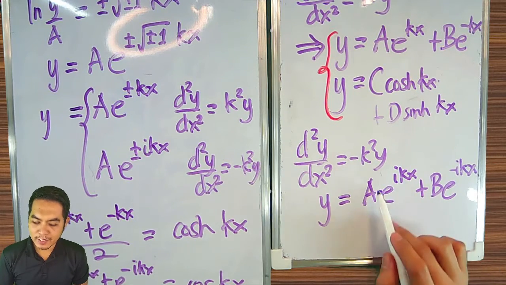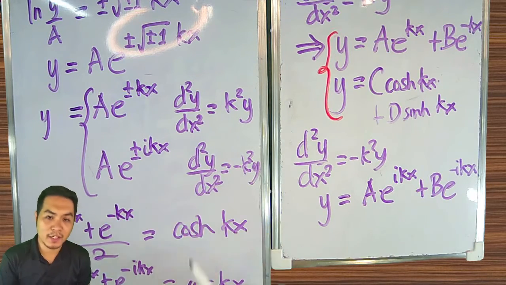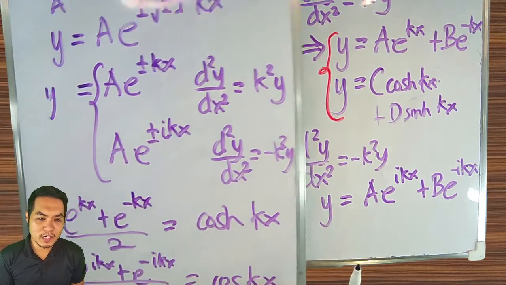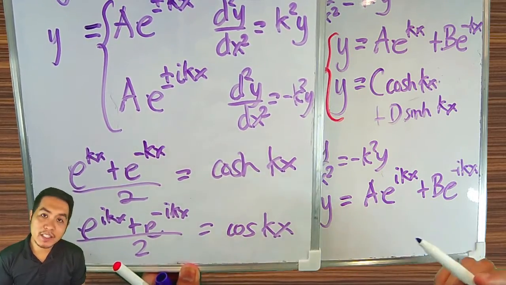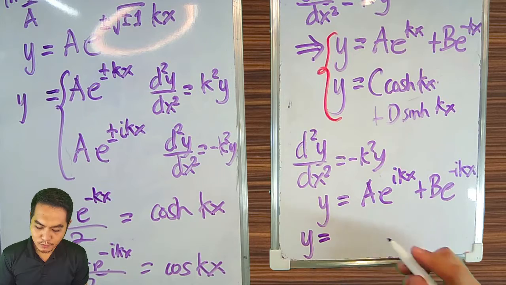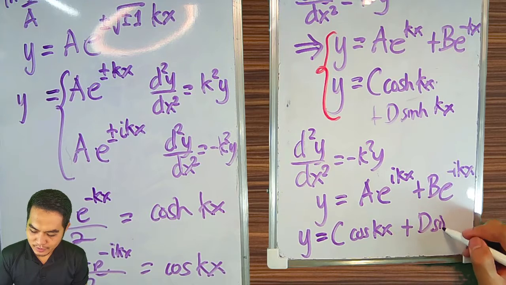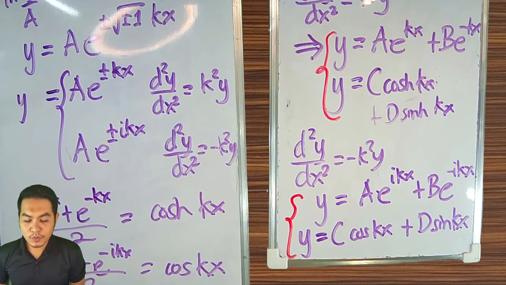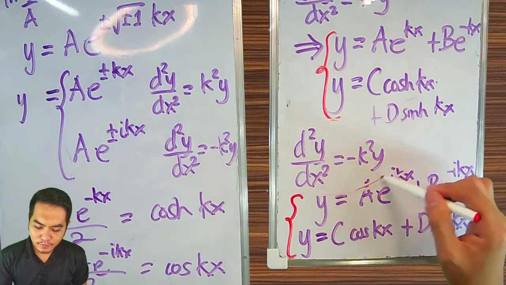Because there are two solutions here, plus and minus ikx, any combination of them is also a solution. And since, based on this formula here, you can convert the combinations of e to the ikx and e to the negative ikx to cosine and sine, then you can also write this solution as c cosine kx plus d sine kx. So these are now your two solutions to choose from if you have a differential equation like this.